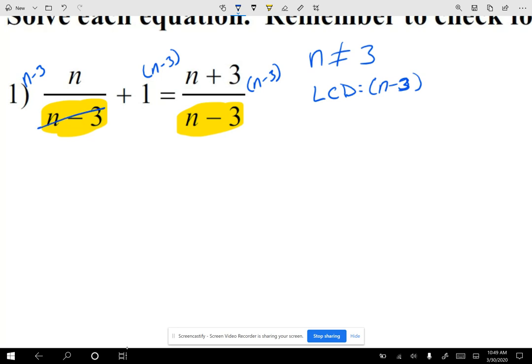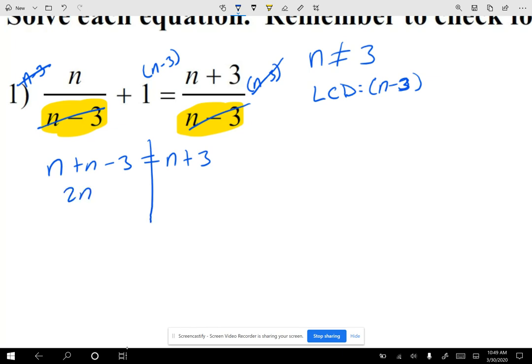The n minus 3 with this n minus 3 cancel out, and I just have an n. On the second term, let me distribute the 1, so that gives me plus n minus 3 equals, here let me cancel the n minus 3 with the n minus 3, and I get n plus 3. Once again, I multiply by the least common denominator to get rid of fractions. Now, let me simplify each side.